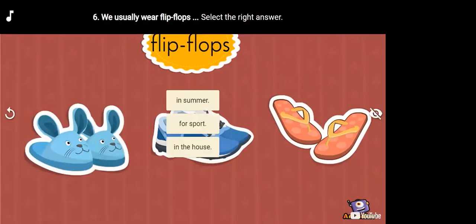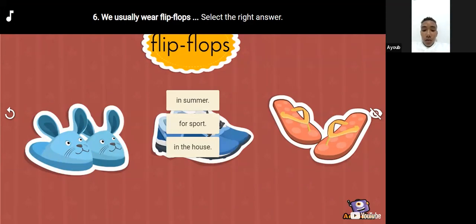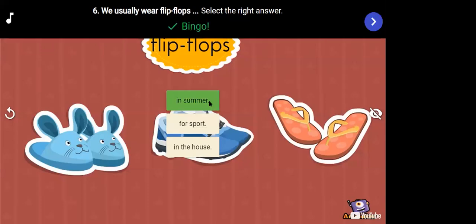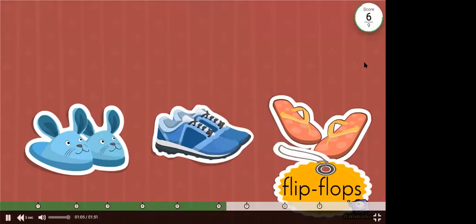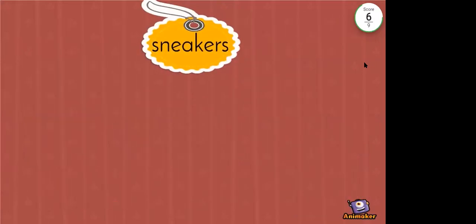So here, flip-flops are for the summer, for sport, or in the house. As you may not know, we wear flip-flops in summer. So in summer, we call it flip-flops.